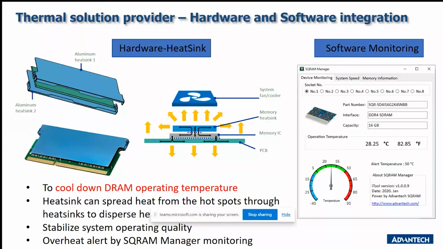DIMM. Advantech also offers a RAM heatsink solution where you can place a system heatsink on top of the RAM to cool down the RAM operating temperature. This heatsink can spread heat from the hotspot through the heatsink to disperse heat away to the system fans and also stabilize system operating quality. It is also integrated with SQRAM Manager. This means the SQRAM Manager software that I shared with you just now will trigger an alert if the RAM is overheated.